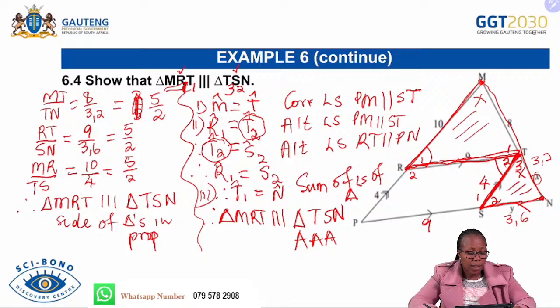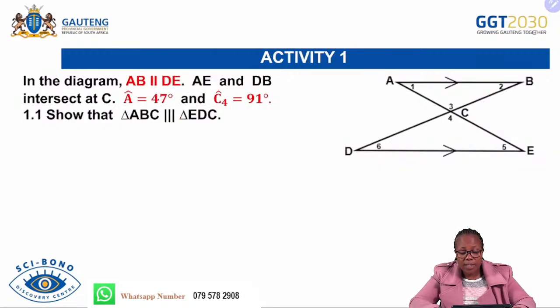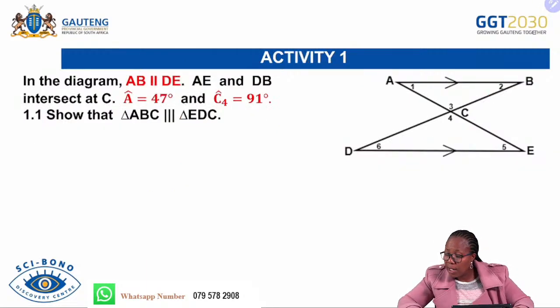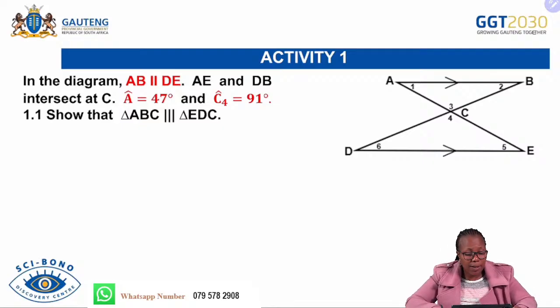Okay. Grade 12, can you see that we have infused proportionality now into our activities? And now, without any waste of time, I want you to do activity 1 for me. In the diagram AB is parallel to DE, AE and DB intersect at C. A1 is 47 degrees, C4 is 91 degrees. Show that triangle ABC is similar to triangle ECD. 3 minutes, grade 12. Your 3 minutes start now.